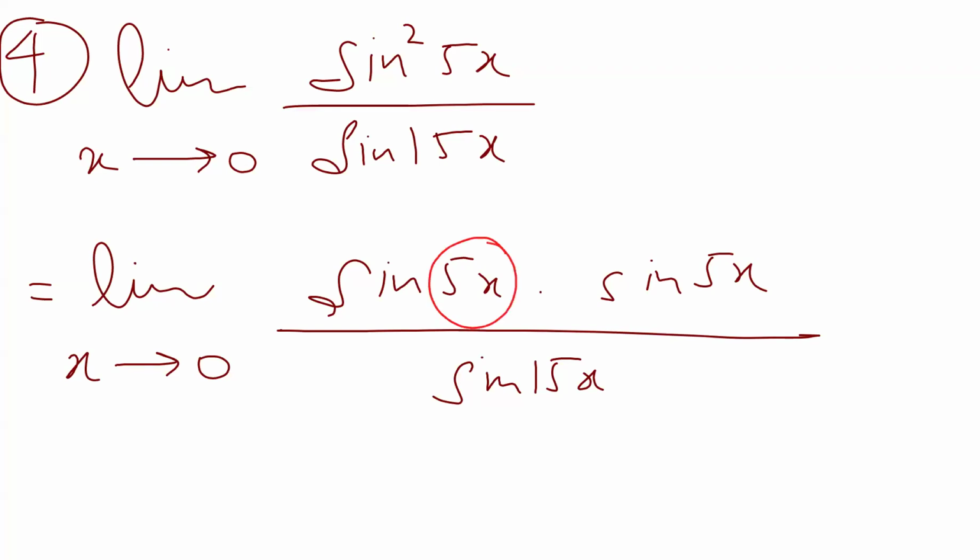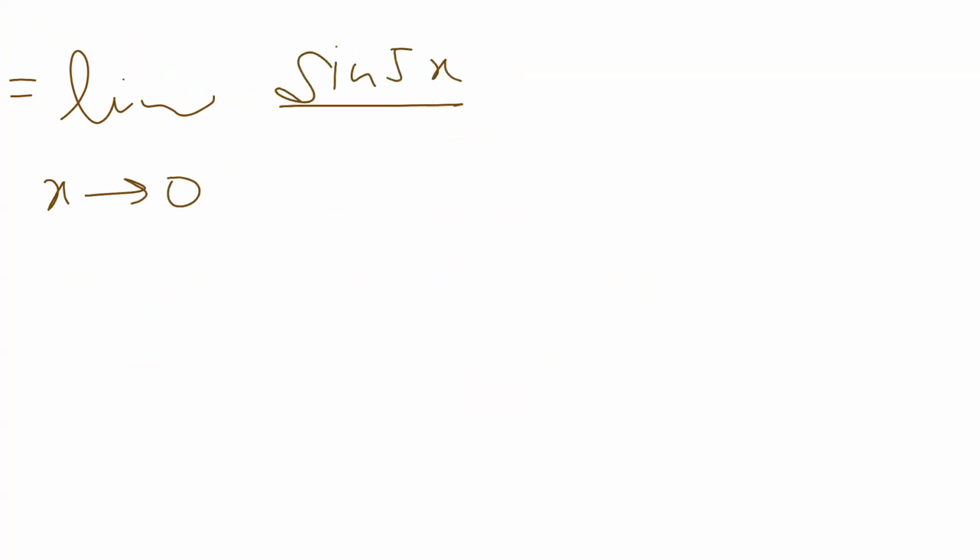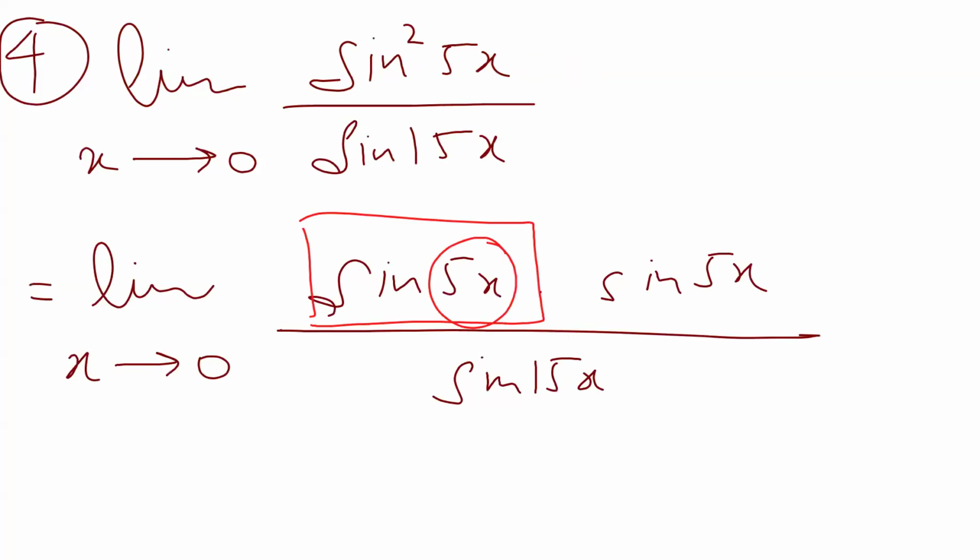For the first sine, there is 5x over here. So as per the formula, beneath this sine, what should be there? 5x. Is there 5x? No. So we'll multiply and divide with 5x. See how I'm writing. Limit x approaching 0, sine 5x, and this is 5x. So there was no 5x, so I just multiplied and divided with 5x.